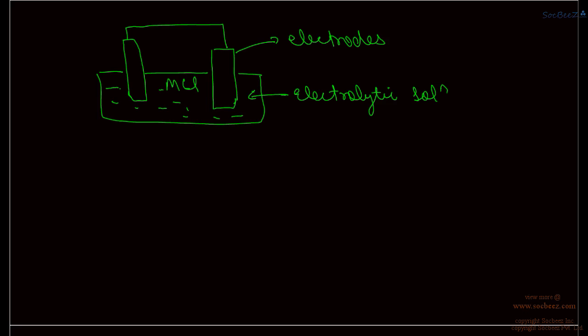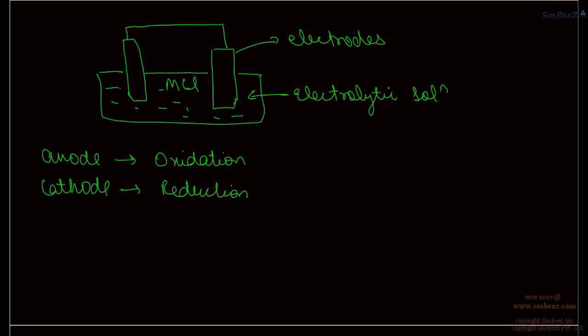So the electrode at which oxidation takes place is called anode. So at anode, oxidation takes place, and at cathode, reduction takes place. Remember this: at anode, oxidation takes place, and at cathode, reduction takes place.